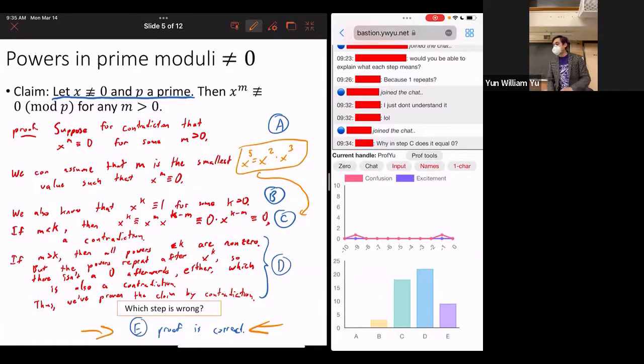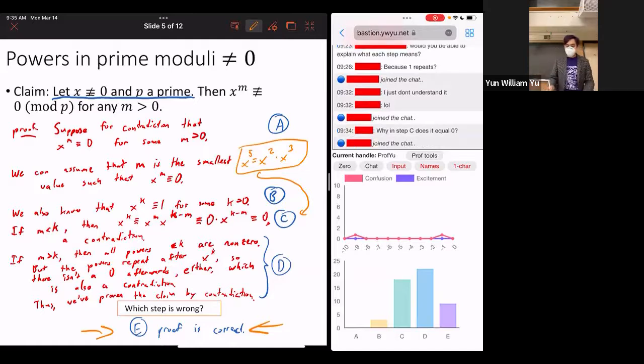Why in step C does it equal zero? Well, that's a really good question. Why does that equal zero? That equals zero because we supposed for contradiction that x to the m was equivalent to zero. And so we replaced x to the m with zero. But 0 times anything is just equal to 0.